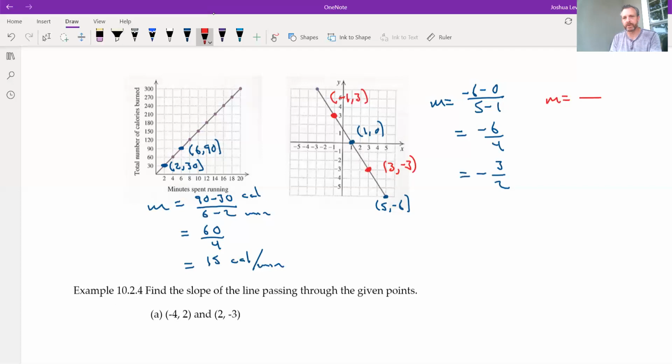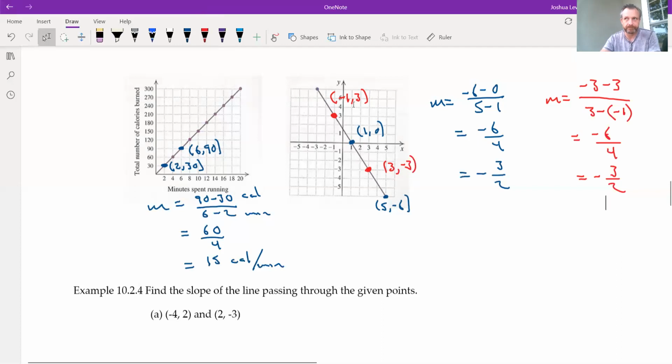So if I'm using my red points, let's see, negative 3 minus 3, and then my run, 3 minus negative 1. Well, negative 3 minus 3 is negative 6, and 3 minus negative 1 is positive 4. Hey, what do you know? You get negative 3/2 again, okay? Notice there's no context here, there are no units involved, so there are no units to assign. This is just the simple ratio.